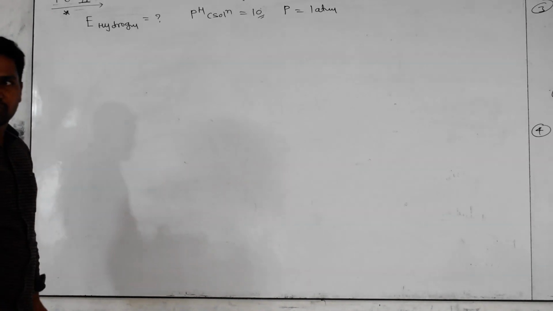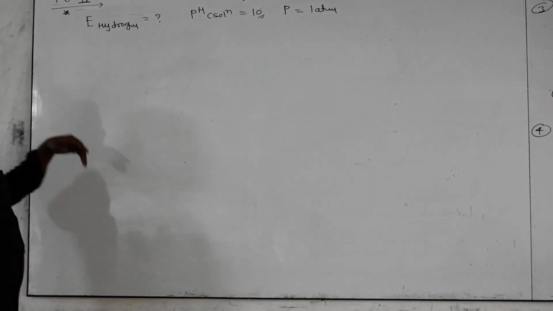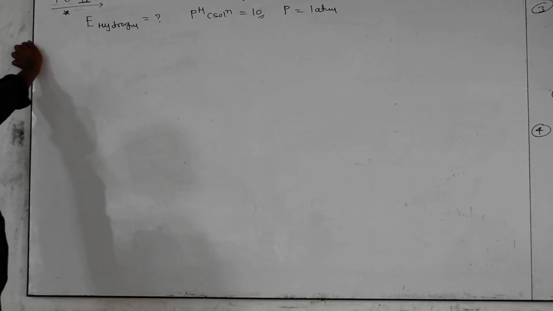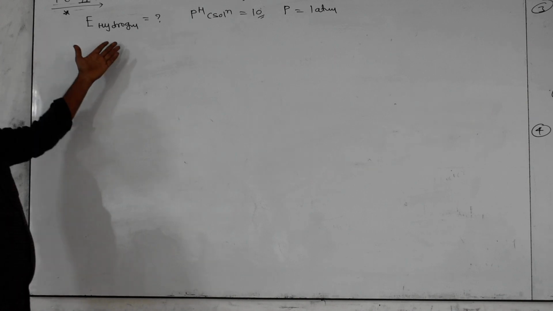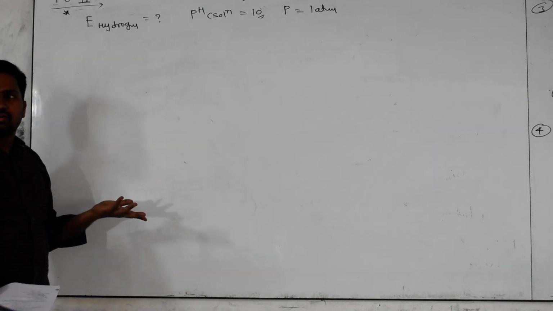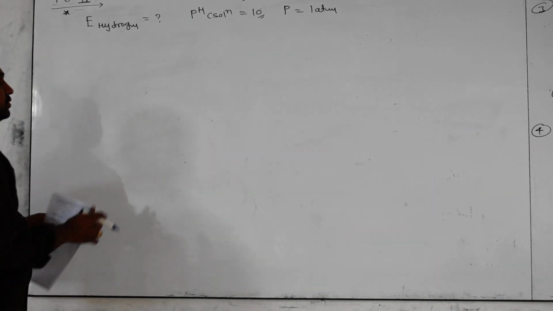From here we are getting one shortcut formula also. Later, first you do it theory. So we have the pH of an acidic solution as 10, pressure is 1 atmosphere. Then what is the electrode potential of hydrogen? How can you do this one? Anyway, hydrogen is also an electrode. So what can we use? The electrode potential formula we can use.